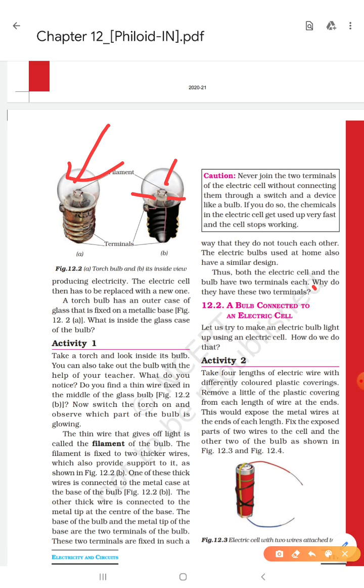The electric bulb used at home also has a similar design. I already told you. You can look at the electric bulb, and you can go through the torch bulb also. You will find the same mechanism. Thus both the electric cell and the bulb have two terminals each. Got it? Now this is your activity number 1. You can go through it and check it.